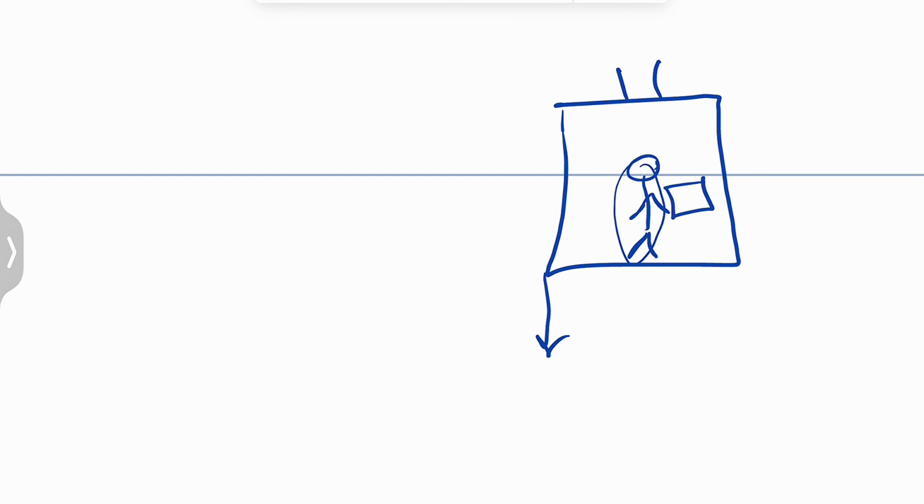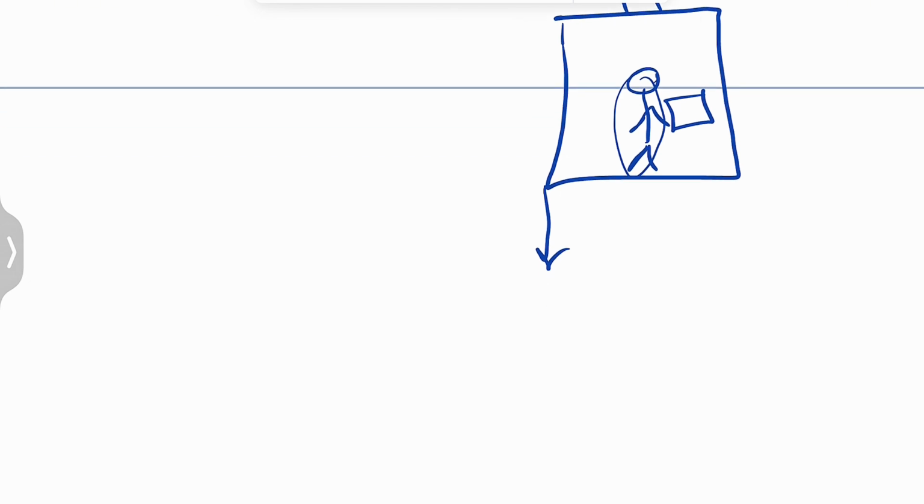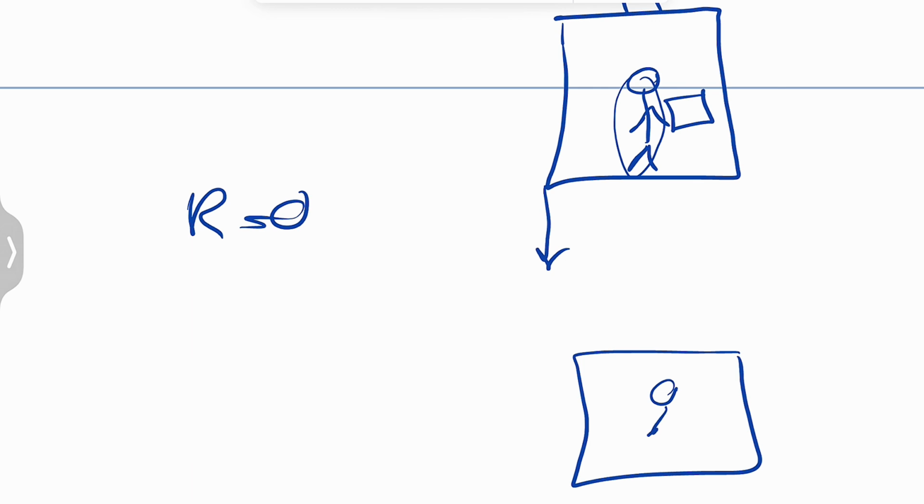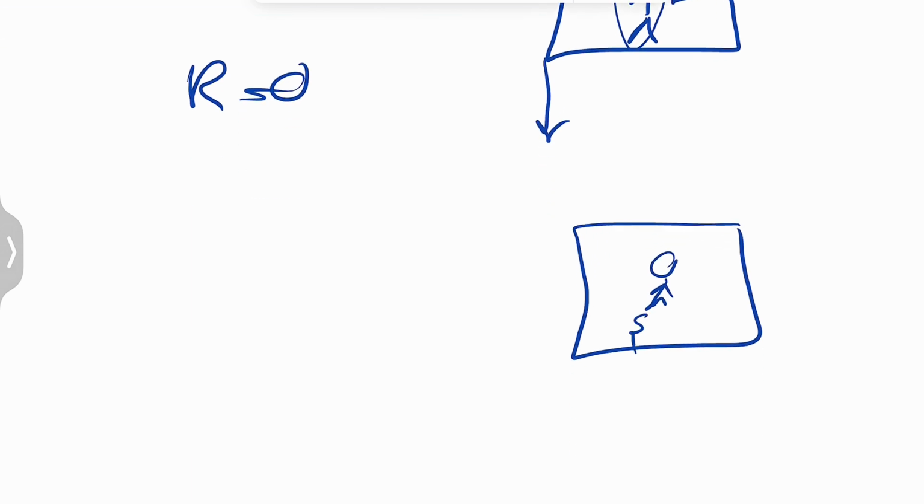So the force that is applying from the elevator to the person is going to be 0. So there is no R, again, because the person is going to be hanging in the air. So there is no force in here, which was our R.